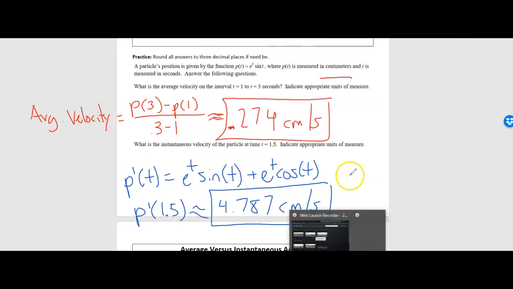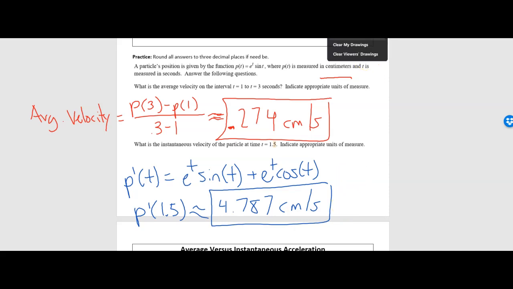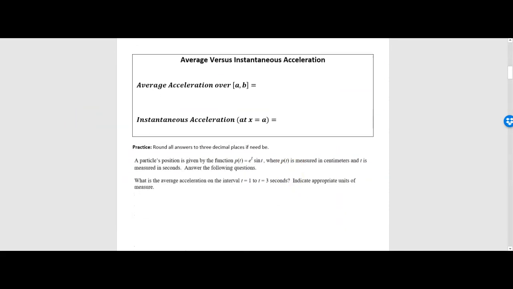All right, let's move on to average versus instantaneous acceleration. It's going to be the same idea. The only difference is now we're working with the velocity function rather than the position function. So we have the quantity v of b minus v of a all over the quantity b minus a. That's for average acceleration. For instantaneous acceleration, we need to take the derivative of the velocity at a. So we would say v prime of a, or you could say a of a for the acceleration function, but v prime is telling you that it's the derivative of velocity.